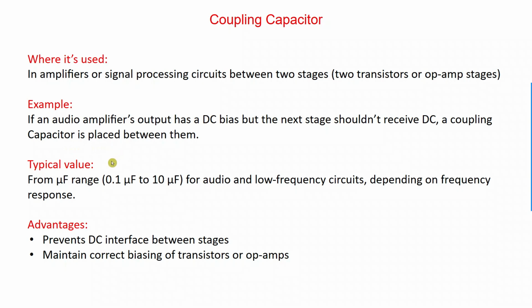What is the typical value of coupling capacitor? In the microfarad range, that means 0.1 microfarad to 10 microfarad for audio and low frequency circuits, depending on frequency response. What are the advantages of coupling capacitor? It prevents DC interference between stages, and maintains correct biasing of transistors or op-amps.